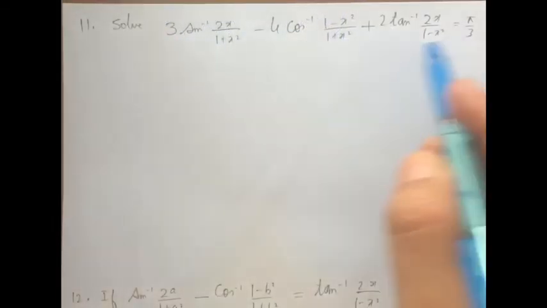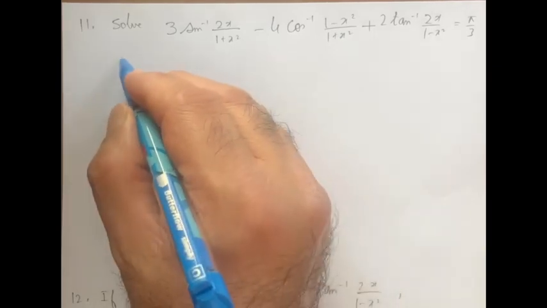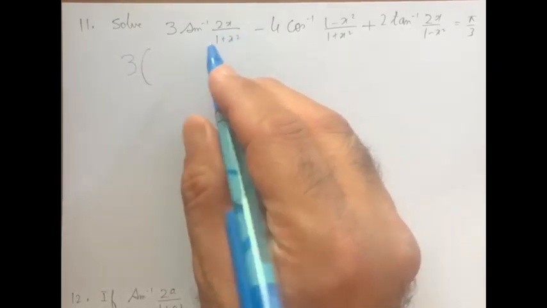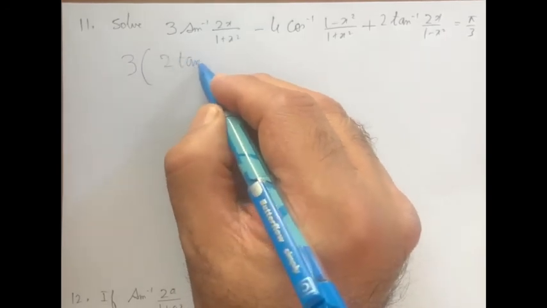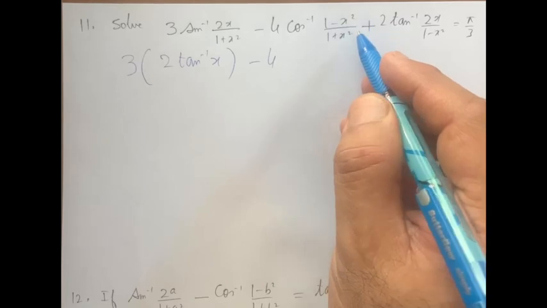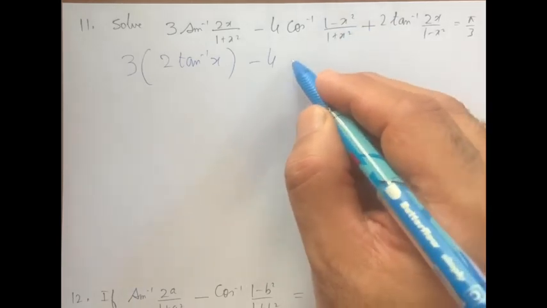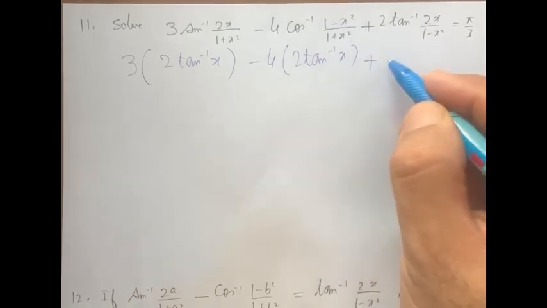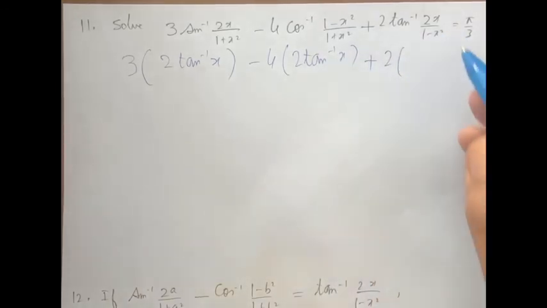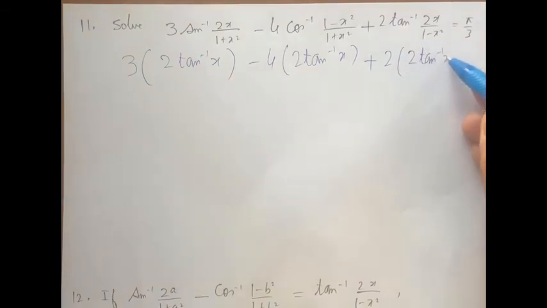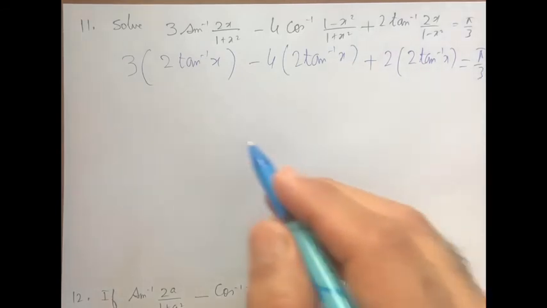We have to solve for x. This is 3 sin inverse of 2x upon 1 plus x square, which is 2 tan inverse of x, minus 4 cos inverse of 1 minus x square upon 1 plus x square. This is also 2 tan inverse of x, plus this is 2 tan inverse of 2x upon 1 minus x square, which is 2 tan inverse of x, and we are given the sum of all these is equal to pi by 3.